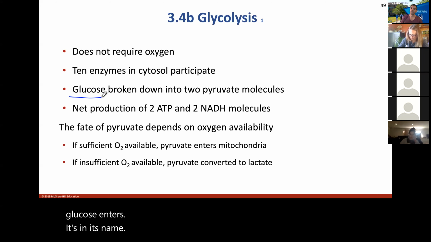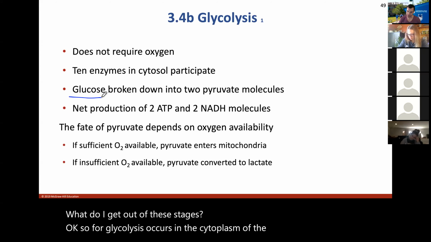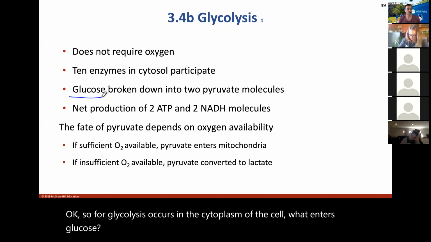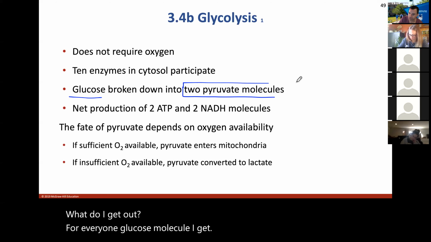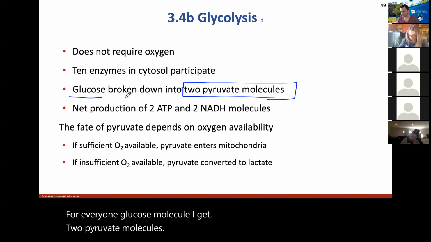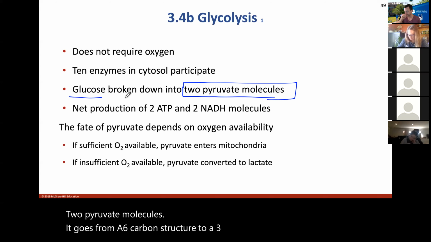What do I get out of these stages? So glycolysis occurs in the cytoplasm of the cell. What enters? Glucose. What do I get out? For every one glucose molecule, I get 2 pyruvate molecules. It goes from a 6-carbon structure to a 3-carbon structure. Pyruvate goes on to the transition.